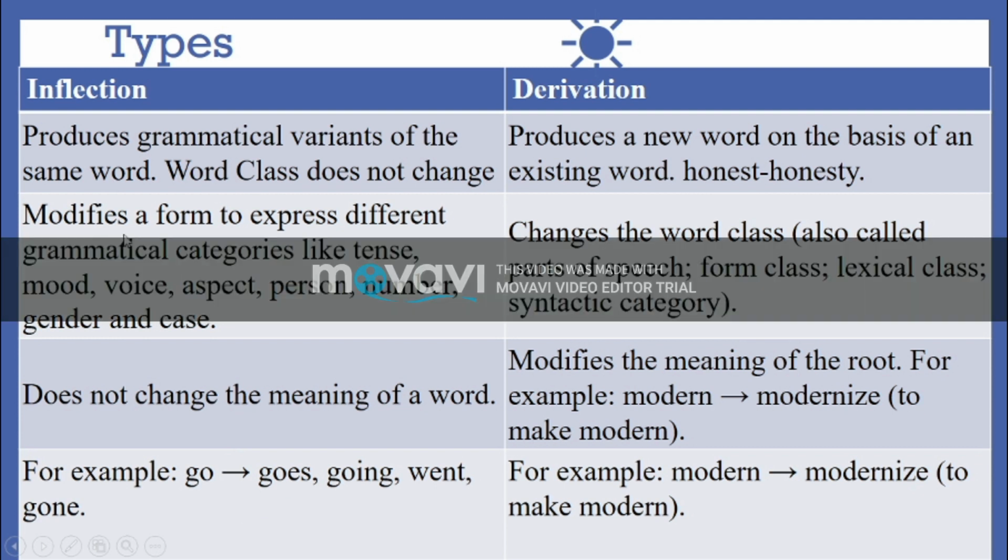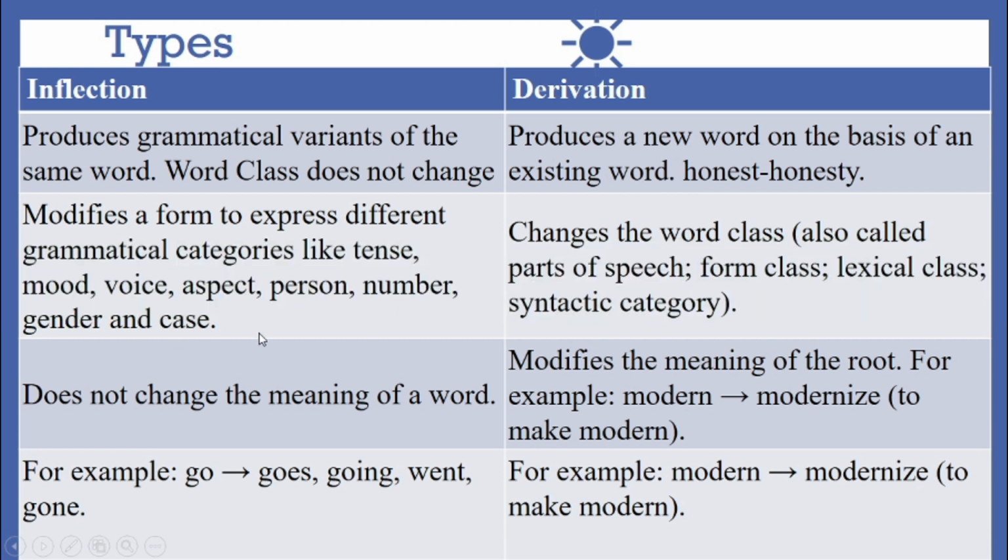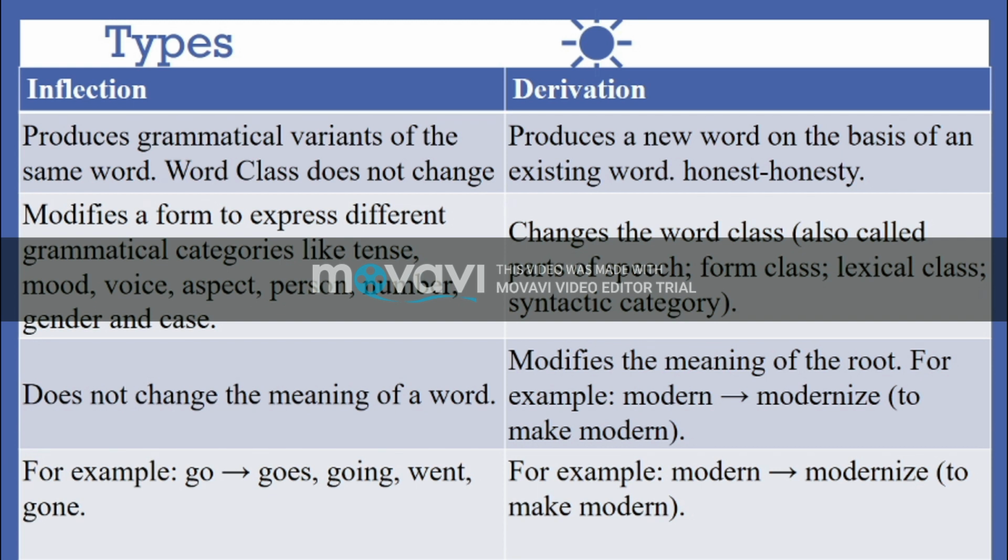So, inflection modifies a form to express different grammatical categories like tense, mood, voice, aspect, person, number, gender, case, etc. And based on any of them, you have different forms of the same word, same word class, and their meaning does not change, and the word class also does not change.